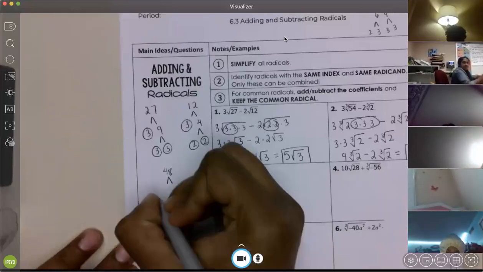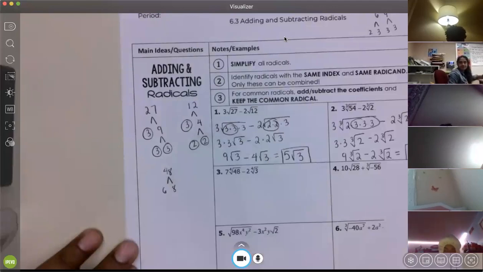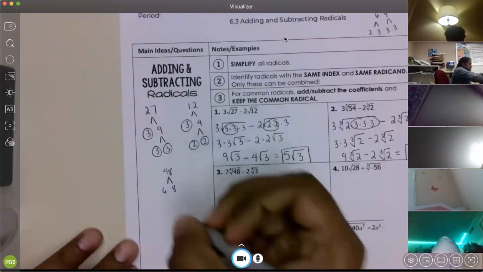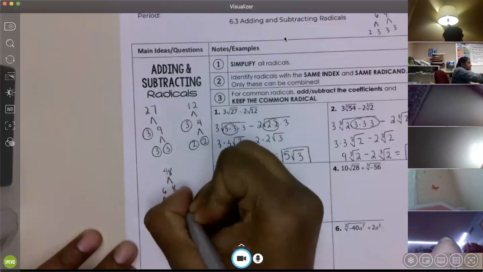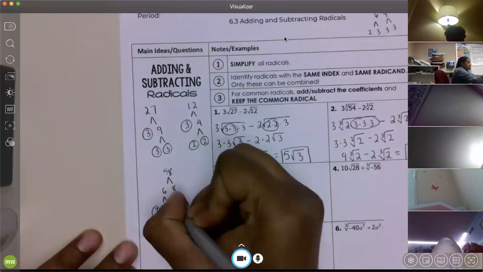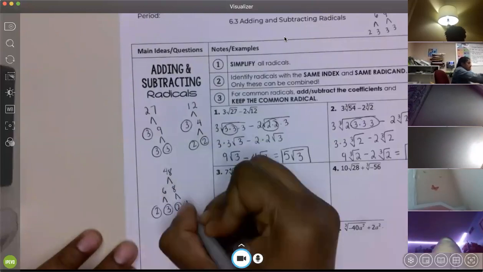6 times 8. And then 6 will break up into 2 times 3. 8 will break up into 2 times 4. 2 and 3 are prime numbers. 4 can be broken up into 2 times 2.